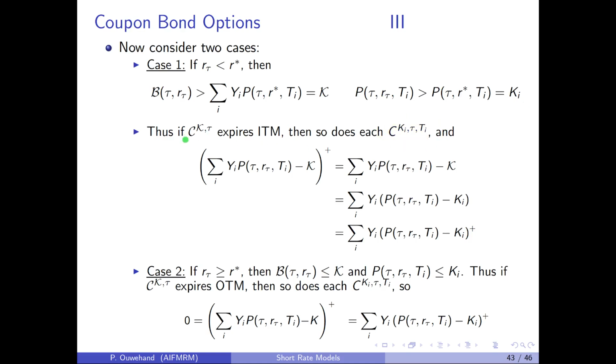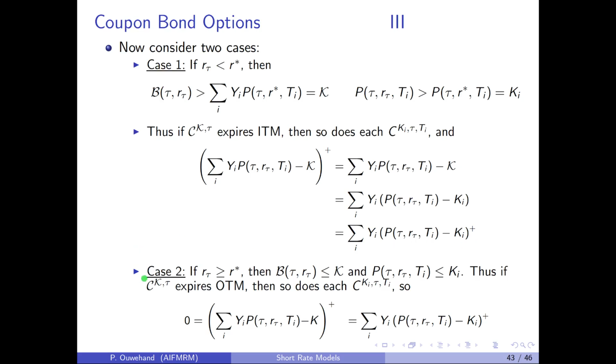In other words, if the call on the coupon bond expires in the money, so does each of the calls on the zero coupon bonds, and hence the payoff of the coupon bond option, which expires in the money, so we don't need this plus, can be rewritten as follows, using the fact that the sum of y_i times K_i is just equal to this curly K, and that is equal to the payoff of the options on the zero coupon bonds.